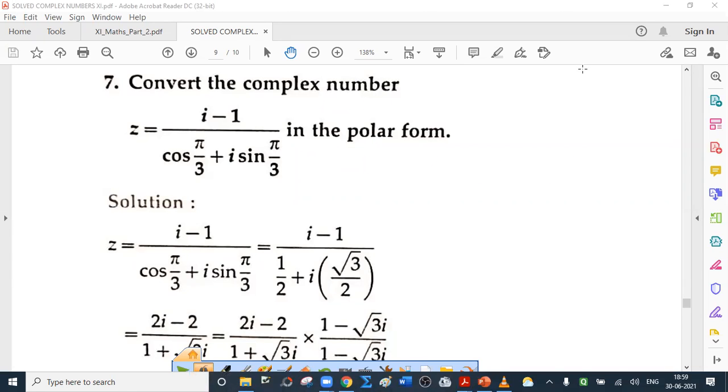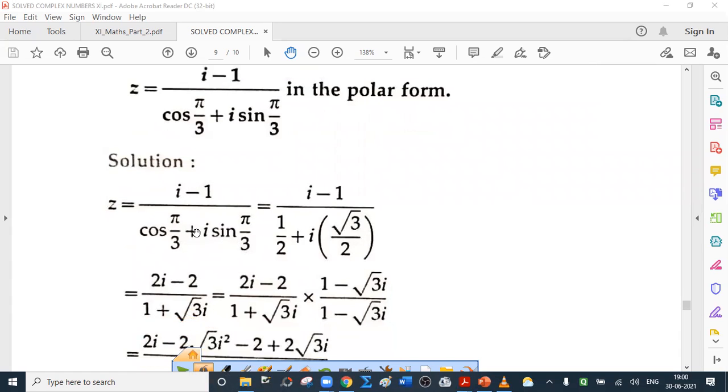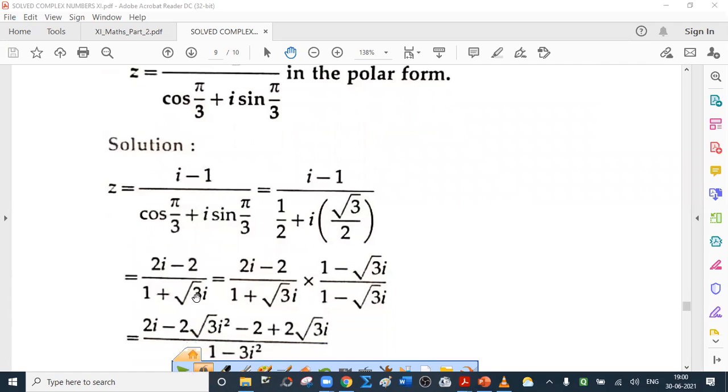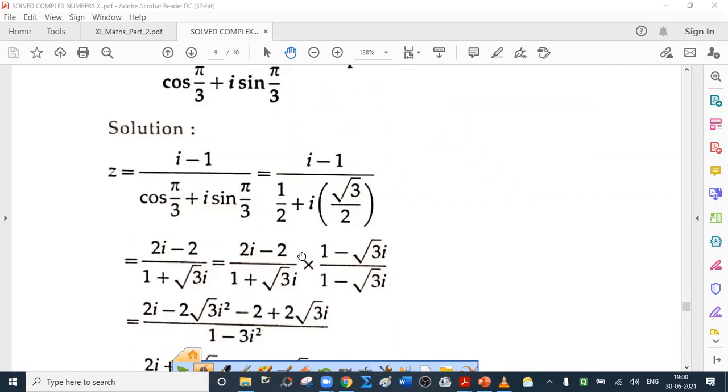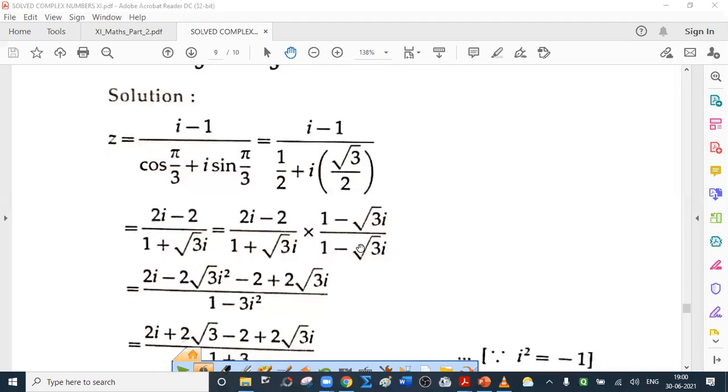Sum number 7. Convert the complex number (i minus 1) upon (cos pi by 3 plus i sin pi by 3) in the polar form. Now what is cos 60 degrees? Half. What is sin 60 degrees? Root 3 by 2. Now multiply numerator and denominator by 2 to get this. Now to divide one complex number by another means to multiply both numerator and denominator by the complex conjugate of the denominator, which is 1 minus root 3i.